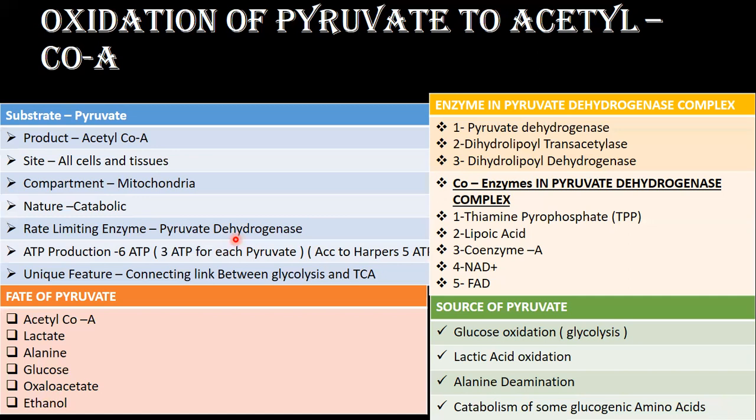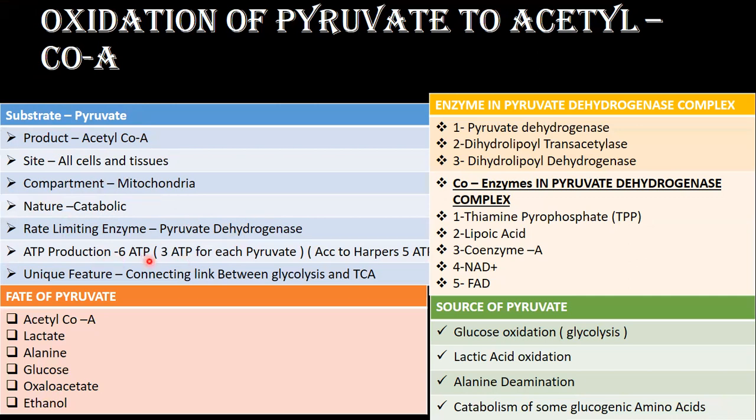Its salient features: its substrate is pyruvate, its product is acetyl-CoA, its site is tissues and cells, its compartment is mitochondria. Its nature is catabolic, that is, from small molecules it becomes a big molecule. Then its rate limiting enzyme is pyruvate dehydrogenase.